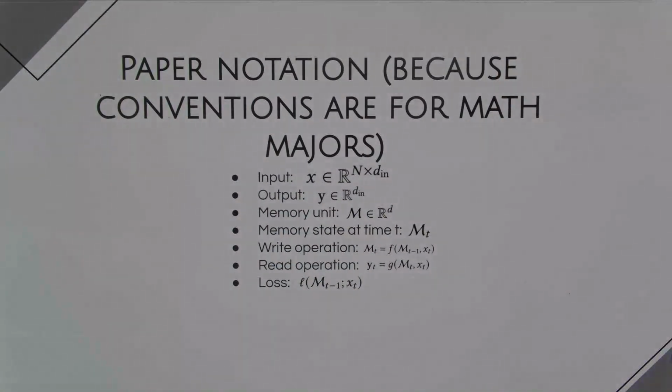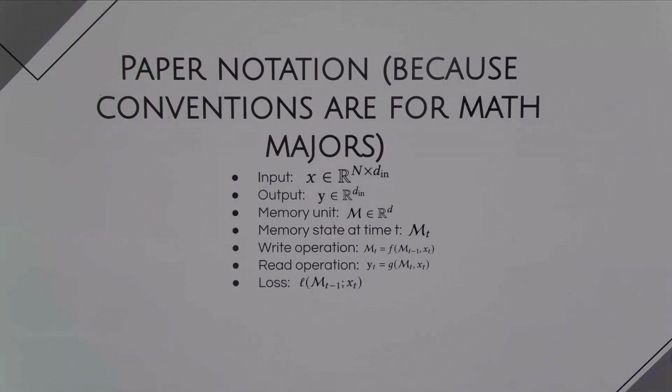Right before that, here's some paper notation, if we ever need to refer back to it. It's going to be very similar, but they change some of the math conventions. Just to be clear, it's going to be X your input, Y your output, and the memory unit, which is essentially going to be one of the big hidden states, is going to be called M.